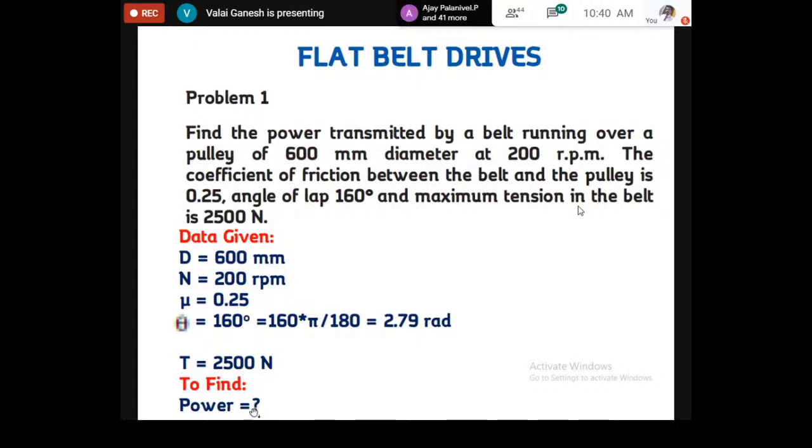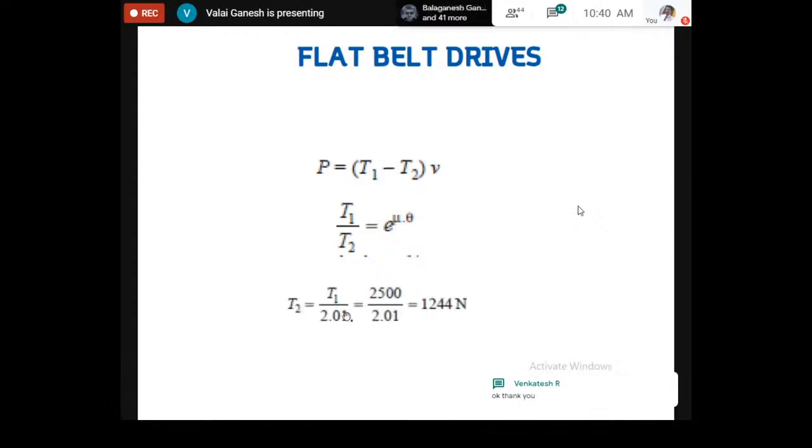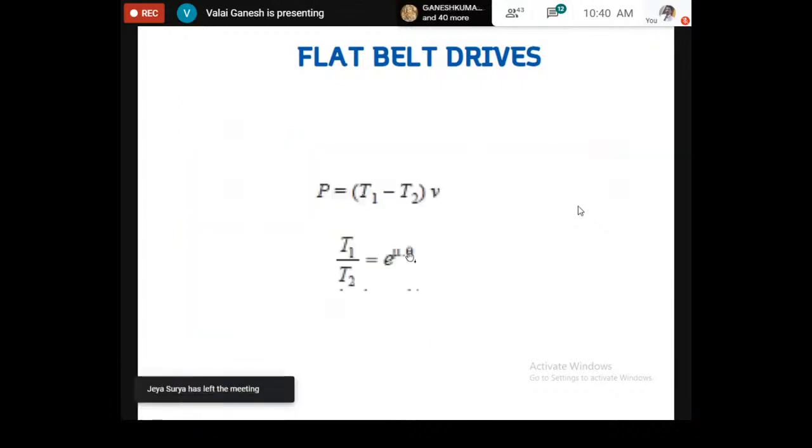We need to find the power transmission. We know that power equal to T1 minus T2 into V, and T1 by T2 equal to e power mu theta. These are the two formulas we already know. So apply the corresponding values. T1 by T2 equal to e power mu theta. For mu, we apply 0.25, and theta in terms of radian. As I already told earlier, whenever you find theta alone, you need to apply it in terms of radian. If theta is with respect to a trigonometric function, you need to apply it in terms of degree.